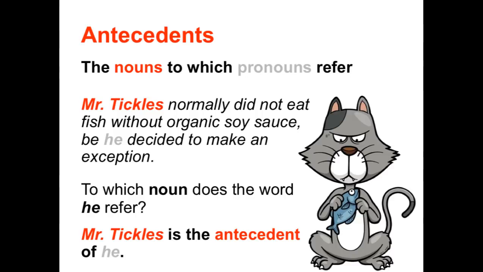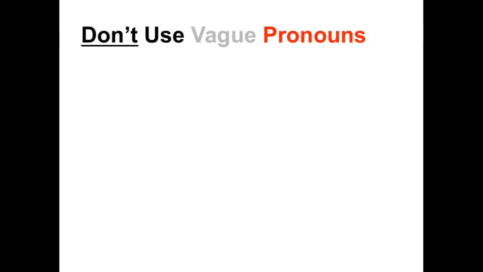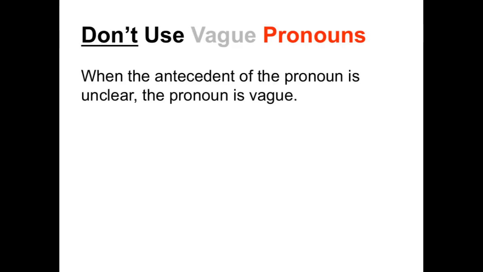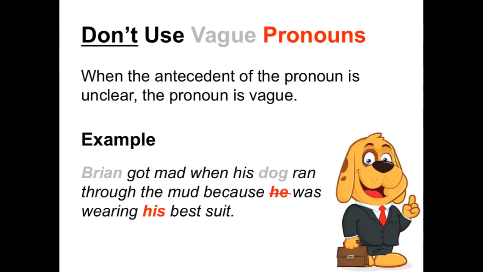there is a pitfall when you are using pronouns, and that is, you shouldn't use vague pronouns. A vague pronoun is when the antecedent of the pronoun is unclear. Here's an example of a sentence with a vague pronoun. Brian got mad when his dog ran through the mud because he was wearing his best suit. The pronoun he in this sentence could refer to Brian, or it could refer to his dog. It is unclear. We would need to rearrange the sentence to make it clear for readers and listeners.